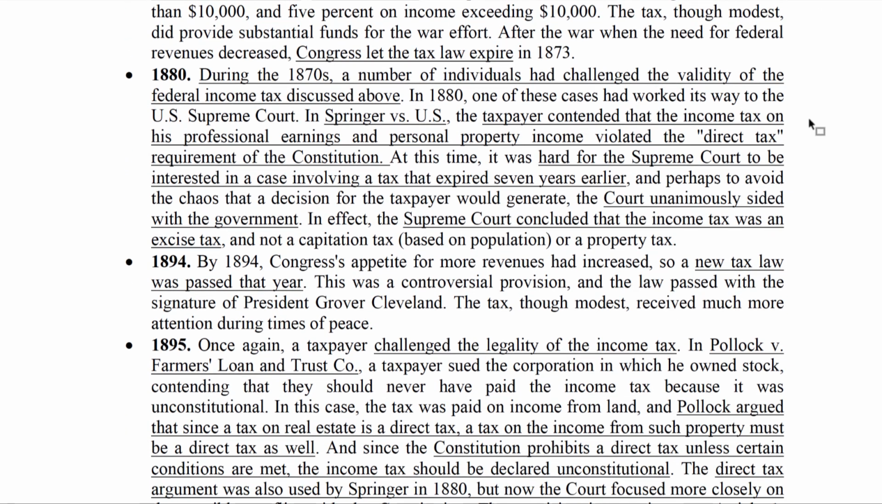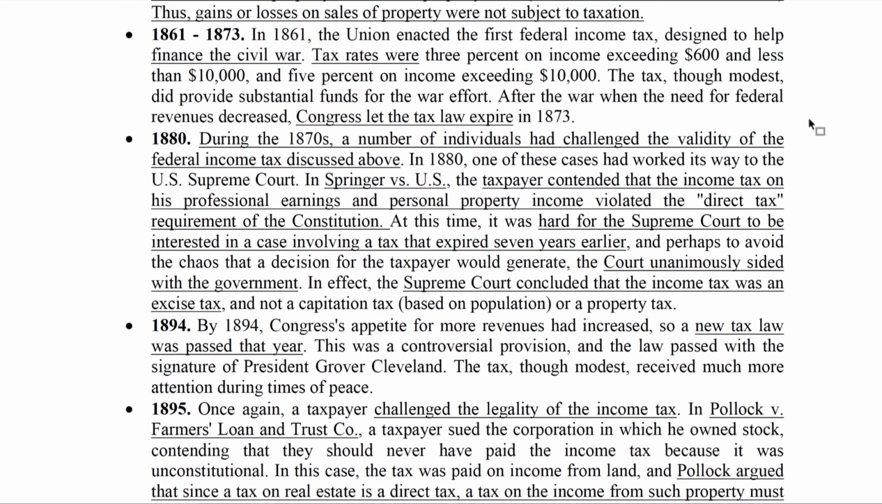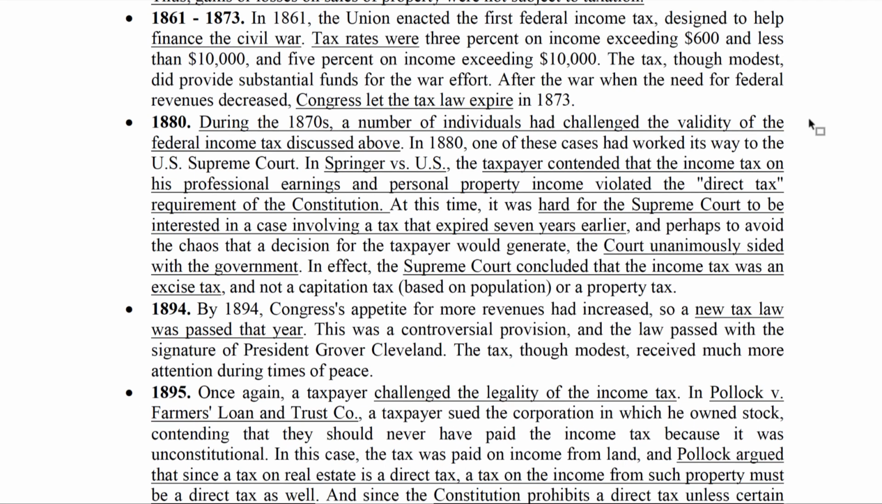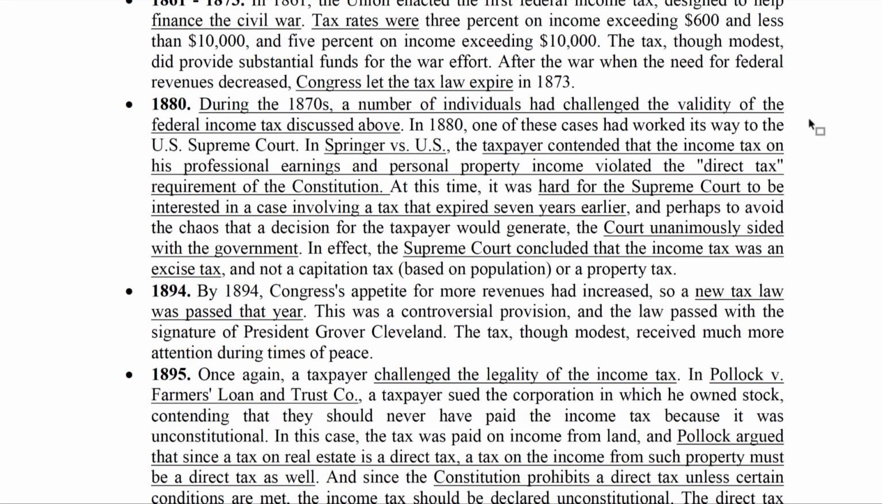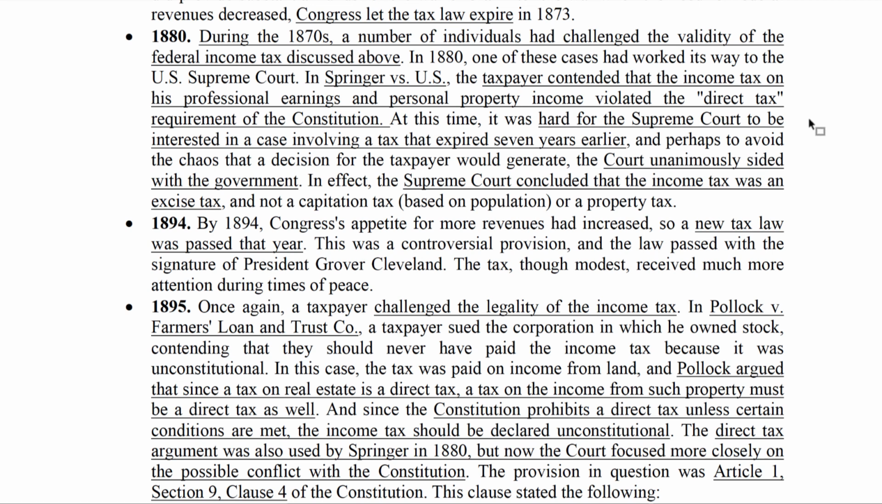So now we have 1880. In the 1870s, individuals were challenging the federal income tax that ran from 1861 to 1873. So in 1880, we have a U.S. Supreme Court case called Springer versus United States. It challenged the federal income tax that occurred from 1861 to 1873, and the Supreme Court ruled that this tax was constitutional, unanimously.